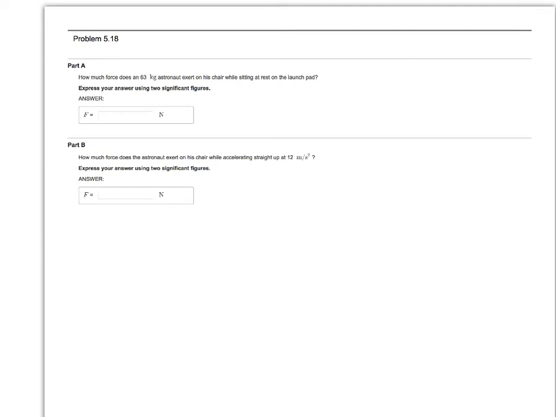Moving on to my next one, I have an astronaut sitting in a chair inside of a rocket on a launch pad here, and I want to know how much force this astronaut exerts on his chair in two different situations: while he's at rest and also while he's accelerating up at 12 meters per second squared. So I'm going to start with my free body diagram here showing the forces acting on my astronaut. I'm going to have the force of gravity on him, of course, and the force from the chair, which I'm just going to call a normal force.